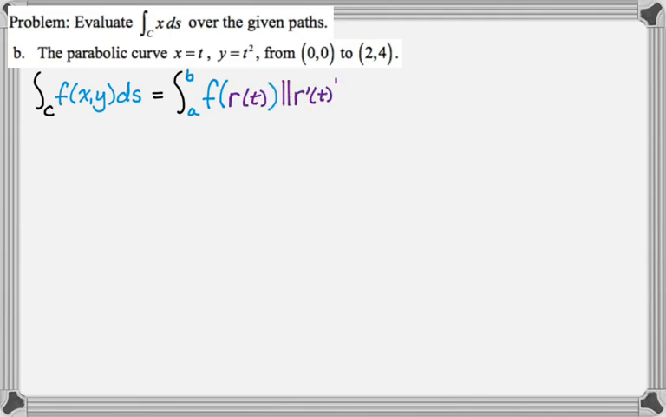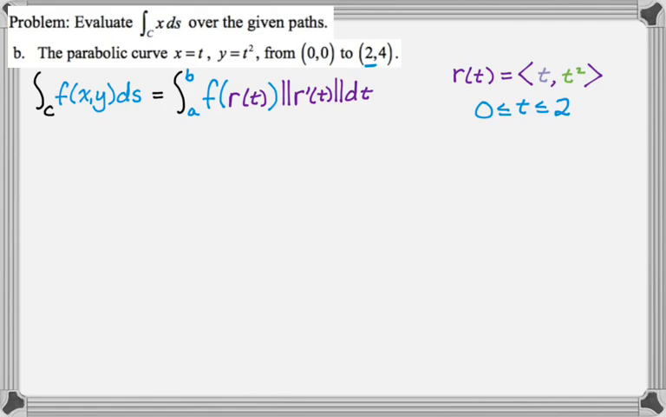I think people are usually surprised by how simple these end up, but take it and run with it. So we'll find r of t, which again is basically given to us in this problem. So x is t, y is t squared. We need to figure out the t bounds, but again, x is just equal to t, so you can just look at the x values. So we're going to start at 0, and we're going to end at 2.